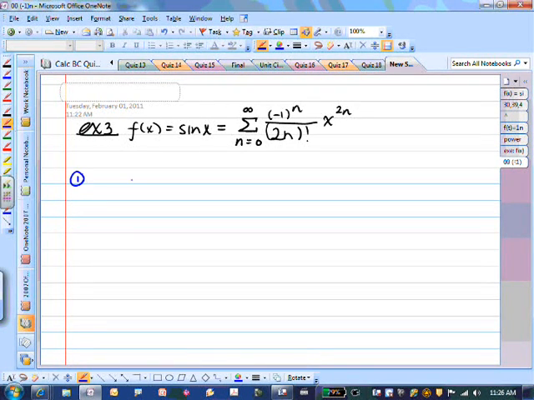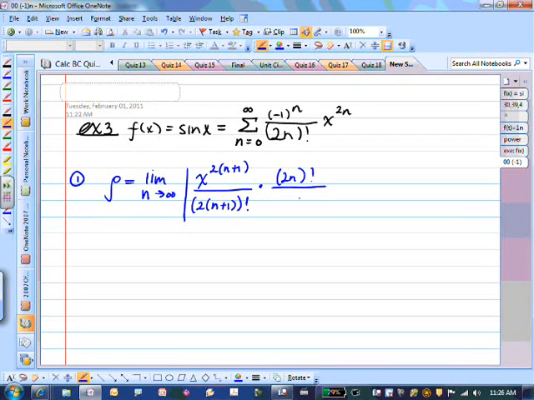The first thing, again, we're going to do is use, this time, the ratio test because of the factorials. So with absolute value, we'll ignore the negative 1. So it's just going to be x to the 2 parentheses n plus 1, all over 2 parentheses n plus 1 factorial, times the reciprocal of the original. And to force it to converge, we want this to be less than 1. Okay, so let's simplify a little bit.